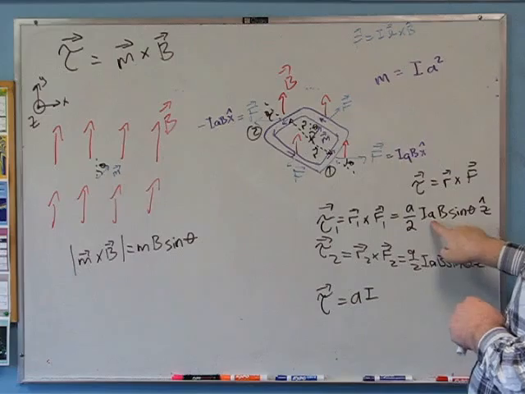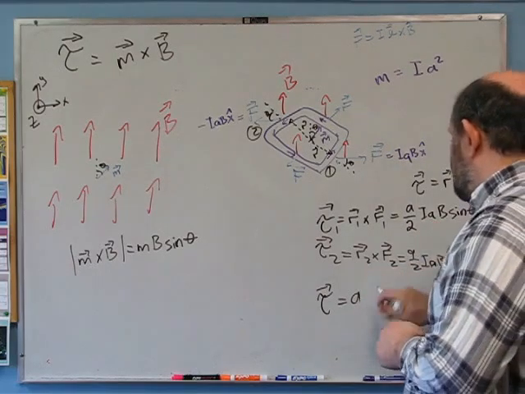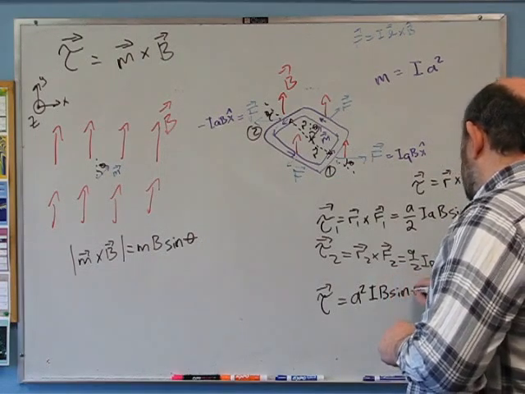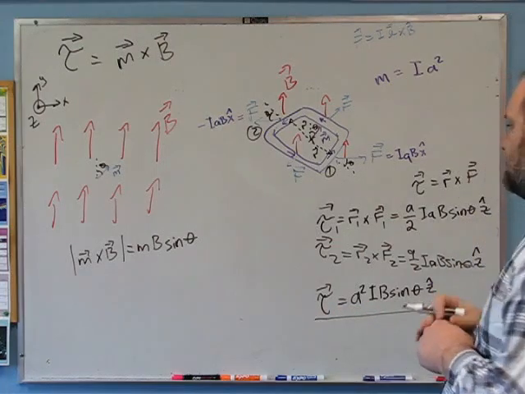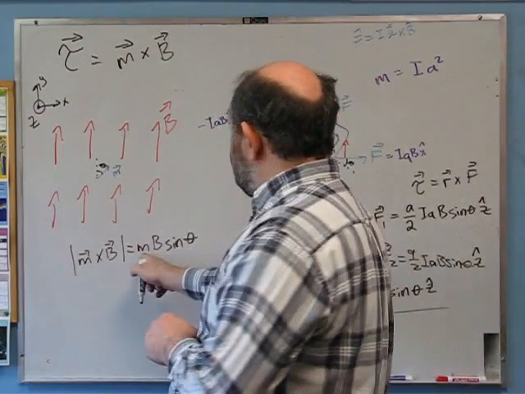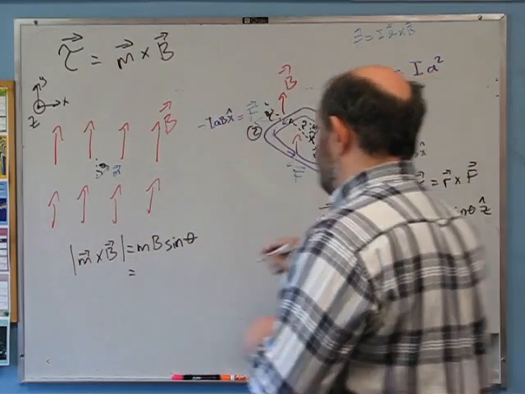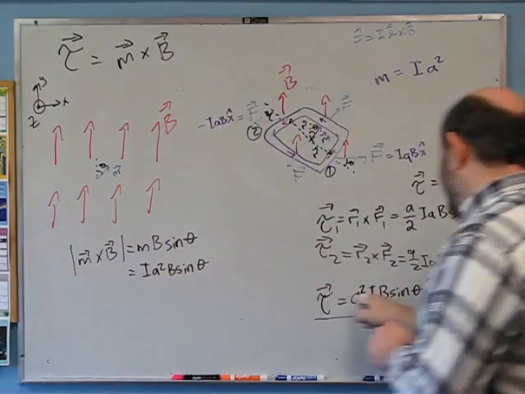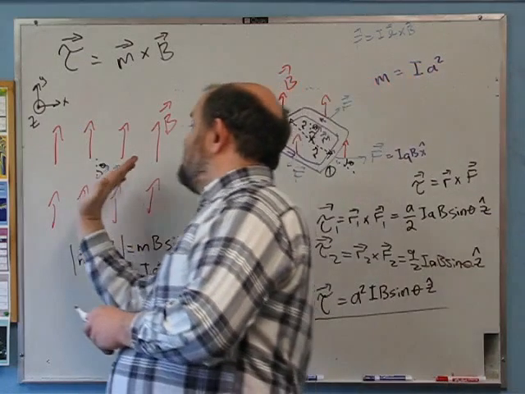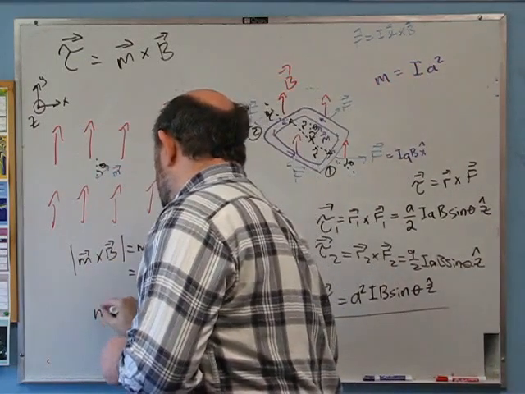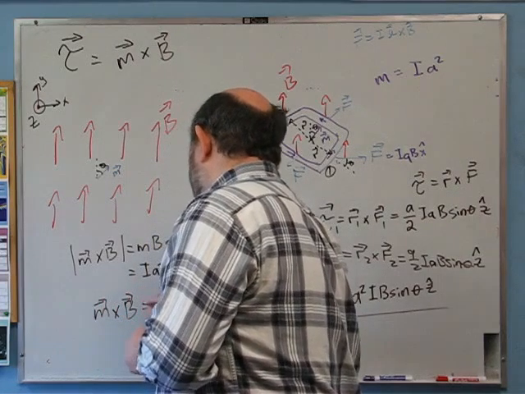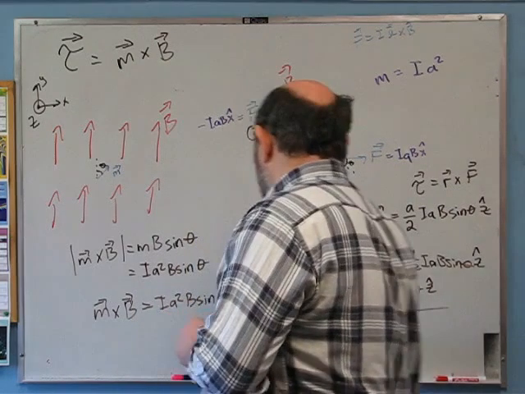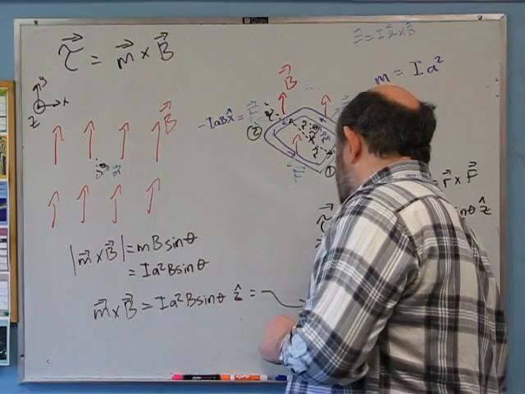So notice A over 2 times A, that's A squared over 2. I'm going to add two of them, so I end up with an I, A squared B sine theta Z hat. Okay, that's what the torque is. Well, notice this, m b sine theta, and m, we know is I A squared, A squared B sine theta. So, hey, look, the magnitude is right. Let's just check the direction, m cross b, hey, that's in the z direction. So m cross b, if we do that, is I A squared B sine theta z hat, and that is the same as this. So therefore, we've shown it.